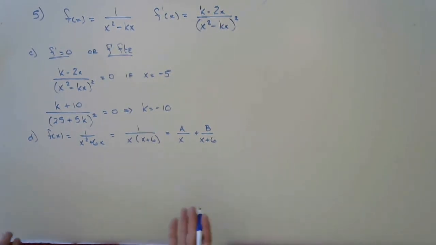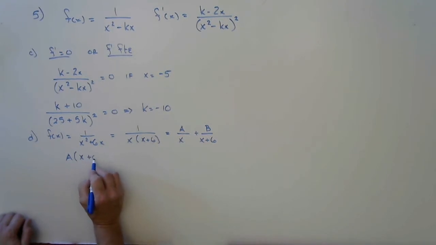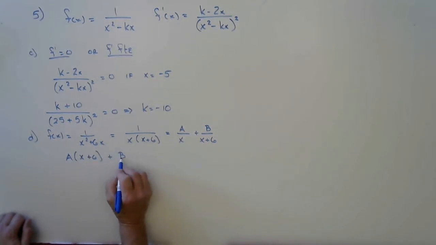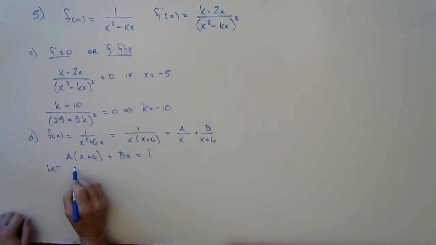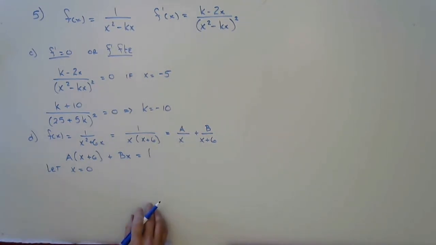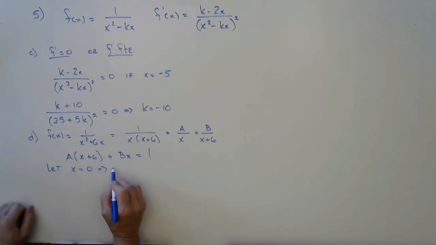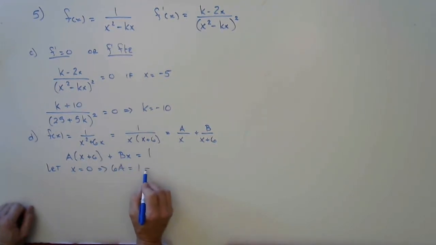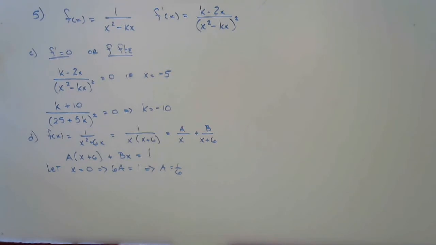We're going to get a common denominator like we've always done with our partial fractions. And so what is that going to look like, right? This is going to turn into, just looking at the numerator, of course, a times x plus 6 plus bx, and that numerator is going to equal this numerator, which is 1. And so we're going to let x equal 0. If x equals 0, the b term goes away, and we get 6a equals 1, and that gets us a equals 1 over 6.